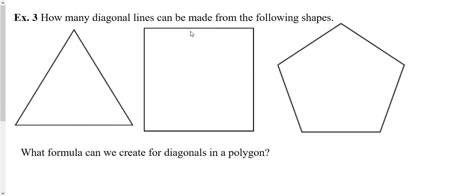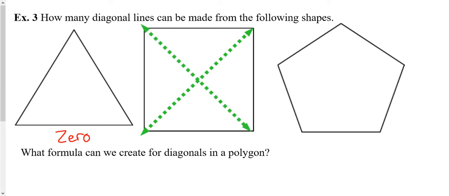How many diagonal lines can be made from the following shapes? In a triangle, a diagonal line has to go from one corner to another. Well, there's no other corner here in this first one, so right now I have 0 diagonal lines. In my little square, I have 1 diagonal line from corner to corner and a second right there. So here we have 2 diagonal lines on a square.